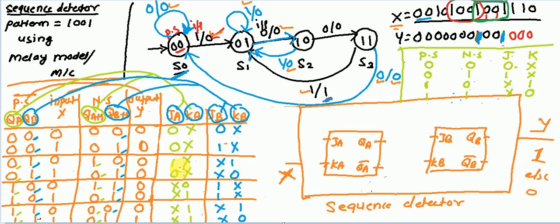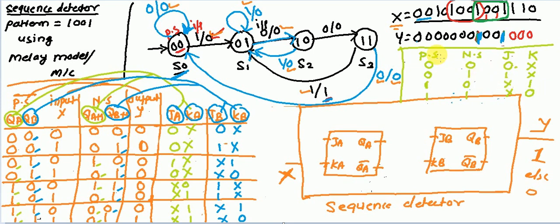How to get these values of JA, KA, JB, KB? By taking the help of excitation table of JK flip-flop. This is the excitation table of JK flip-flop. In this excitation table, present state is 0, next state is 0, J is 0, K is don't care. If present state is 0, next state is 1, J is 1, K is don't care. If present state is 1, next state is 0, J is don't care, K is 1. If the present state is 1, next state is 1, J is don't care, K is 0.